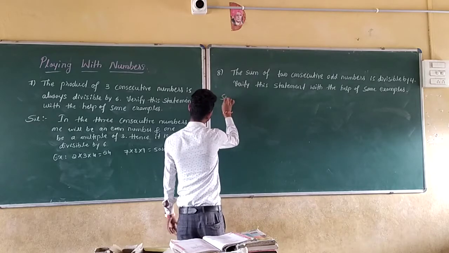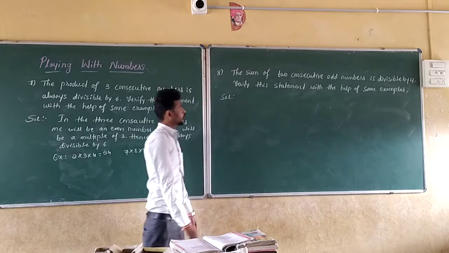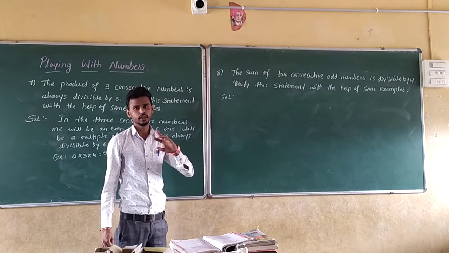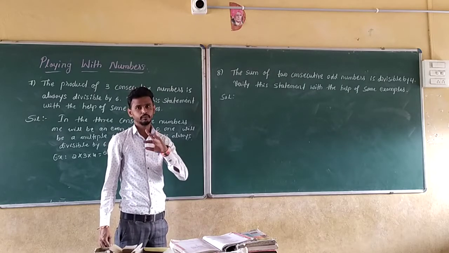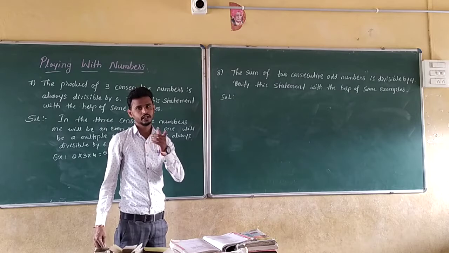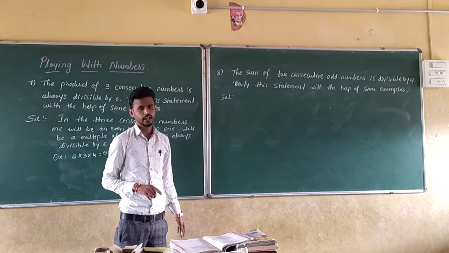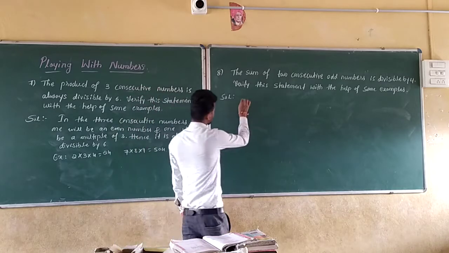Let us see. What is the question? The sum of two consecutive odd numbers, like 1 plus 3, or 3 plus 5, or 7 plus 9, like that. So, is it always divisible by 4, they ask. Let us check some examples.